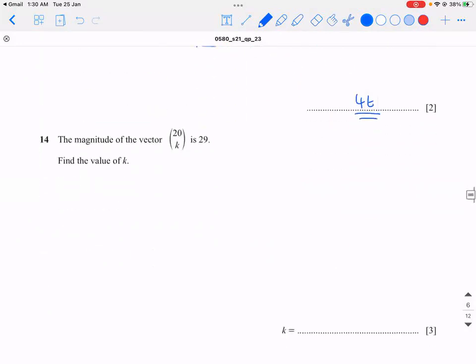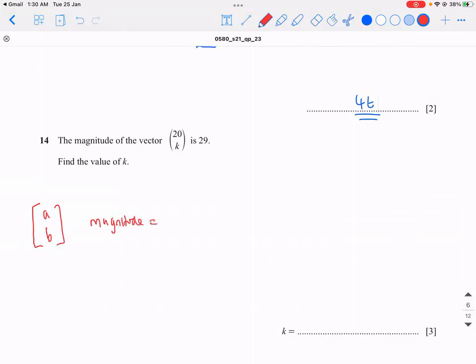The answer is 4t. It's simple, right? Now, the magnitude of the column vector (20, k) is 29. This is actually the representation of the column vector. So how will we find the magnitude? We can calculate the magnitude by taking the square root of a square plus b square. So in this case, the magnitude is root of 20 square plus k square, and that is equal to 29.